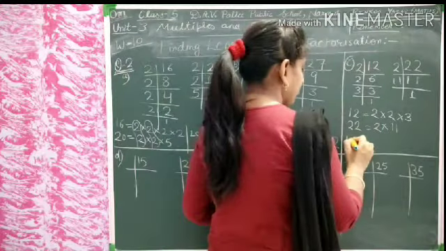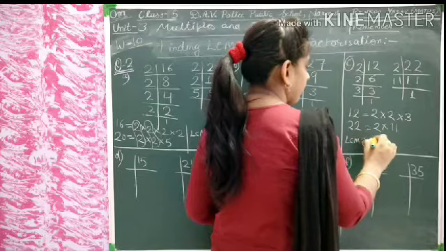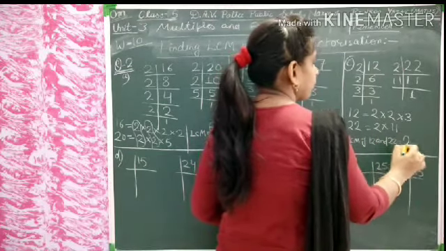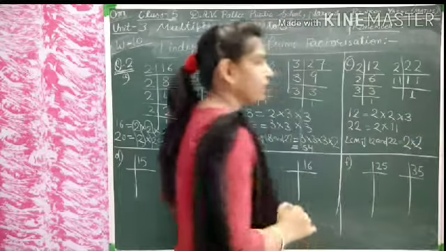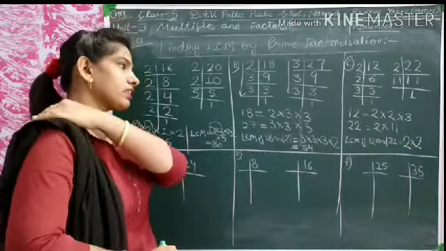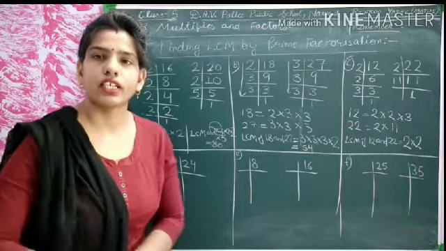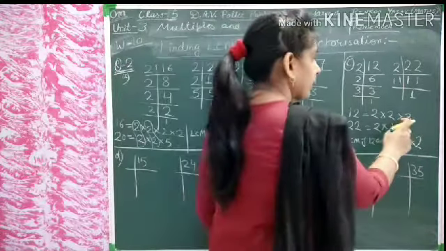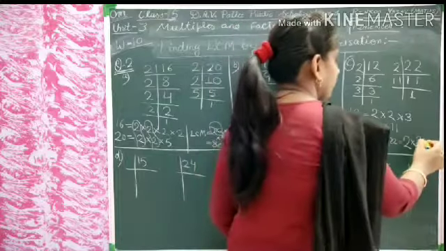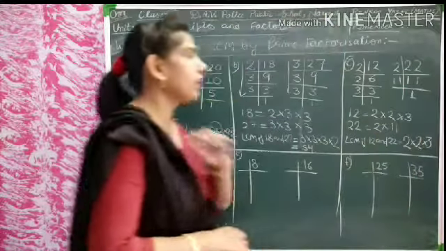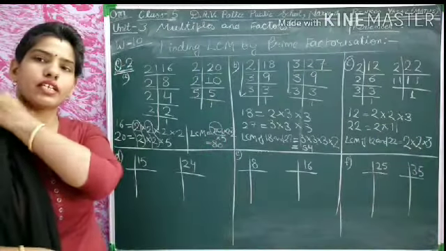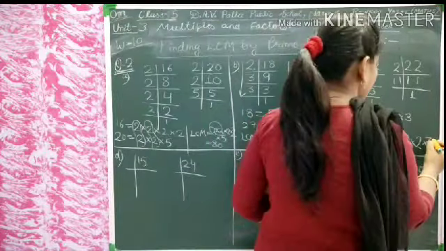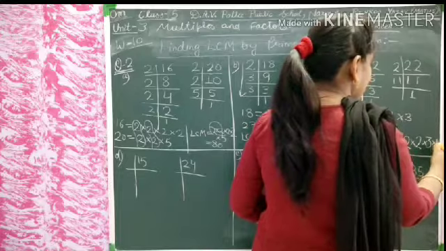So the LCM of 12 and 22 is equal to 2 into 2, since 2 occurs 2 times. And the next prime number is 3. 3 occurs the maximum number of times, yes, this is only 1 time. So it is written as 1 time. Now the next number is 11. 11 occurs only 1 time. It means this is also written 1 time here.